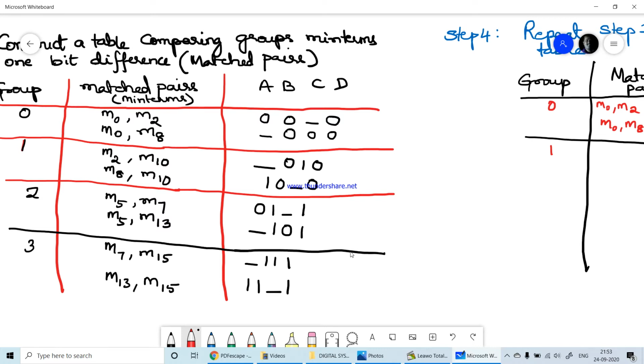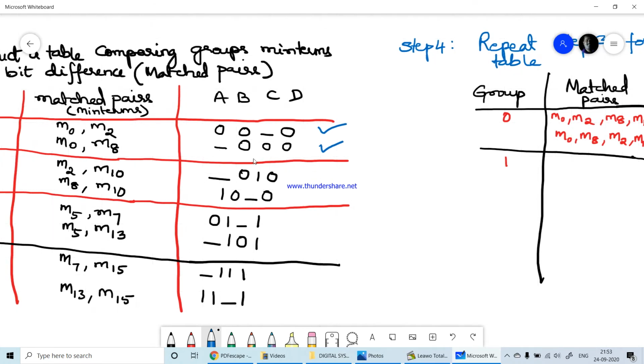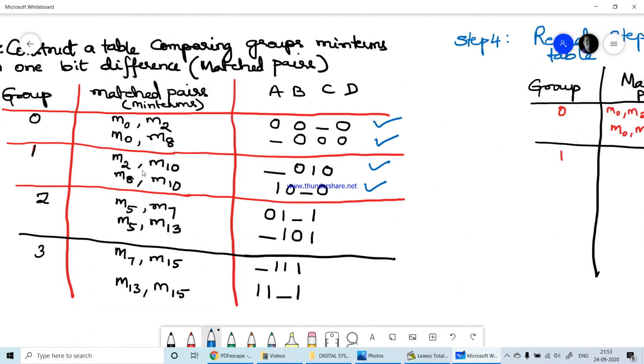Therefore we will tick mark M0 and M2 because we have used them for grouping. Again M0 and M8 we have used for matching, and we have matched that with M2 M10 and M8 M10. So we'll tick this also. We have matched it already. Now at present, comparing group 1 with group 2, we didn't get any matching.